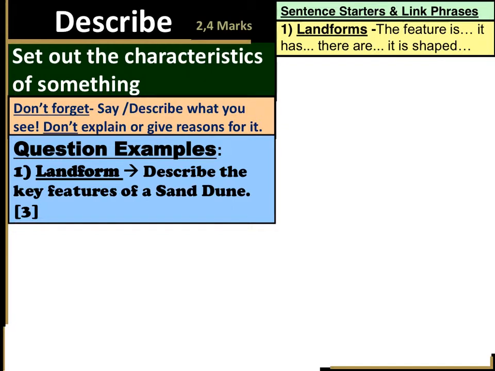So, first question example is a landform. Describe the key features of a sand dune. So it's got 3 marks to it. On the right hand side, the yellow box, you can see there's some advice. It says it has, there are, it is shaped in, the feature is. Those are kind of sentence starters and it just describes what you see. The possible answer is on the following slide.